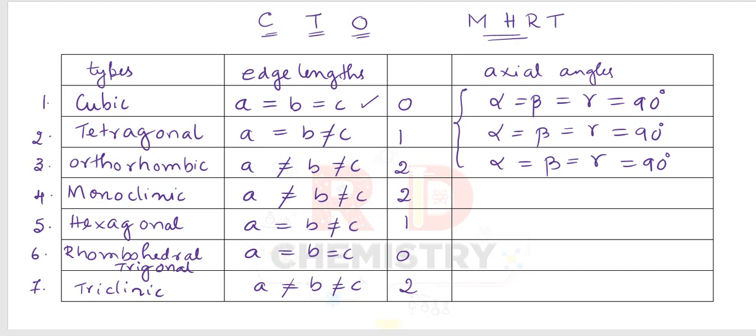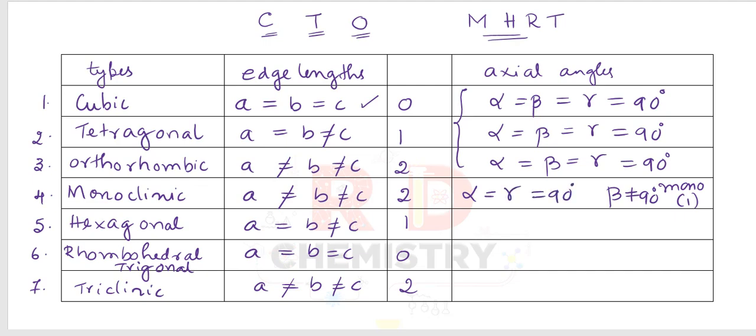Next one, monoclinic. Remember mono. Mono means 1. One of them is not equal to 90 degrees. So remember mono, remember beta not equal to 90 degrees. Remaining alpha is equal to gamma is equal to 90 degrees.